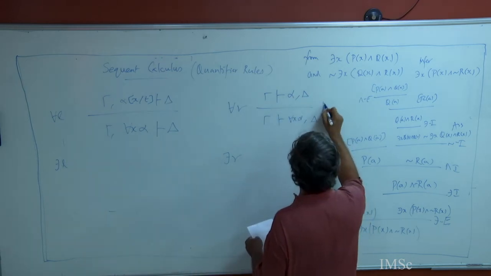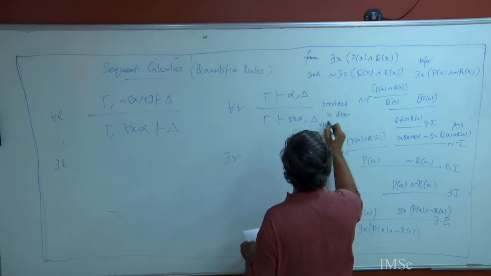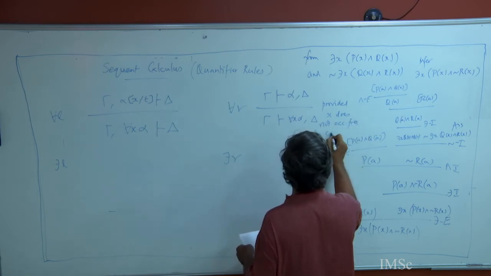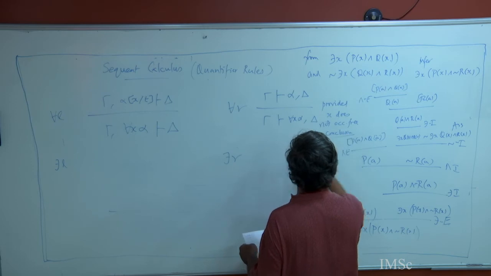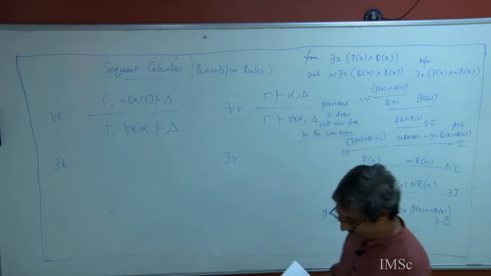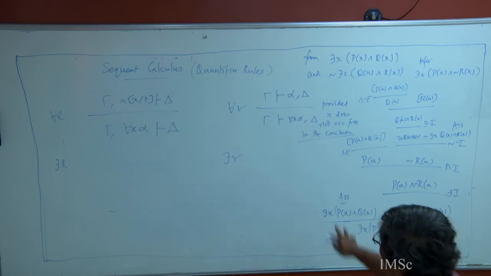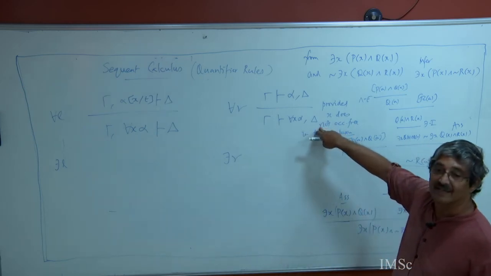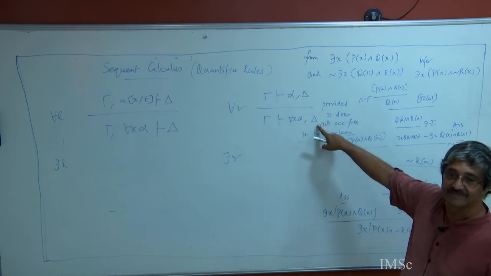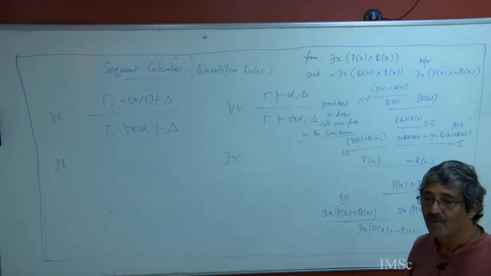Provided x does not occur free in the conclusion. Yeah, this is the analog of saying that alpha implies for all x alpha where x has no free occurrence in alpha, except that now this is in the entire conclusion. x does not occur free in gamma, in for all x alpha, delta, right? So this is the difference now.